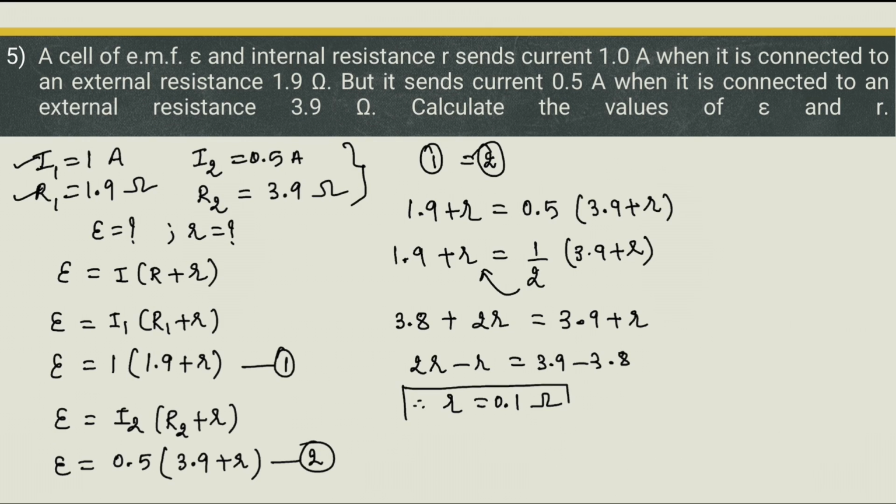Now simply substitute the value of this internal resistance small r either in equation number 1 or equation number 2 to find out EMF. I am substituting the value of small r here in equation number 1. So from equation 1, E is equal to 1.9 plus small r, small r is 0.1. So EMF is 2 volt. Alright, so whenever such a question comes, you must first form two equations and then solve those two equations to find out EMF and internal resistance.